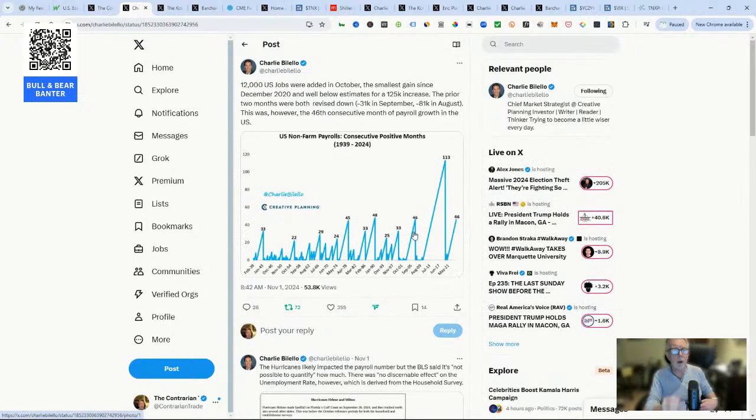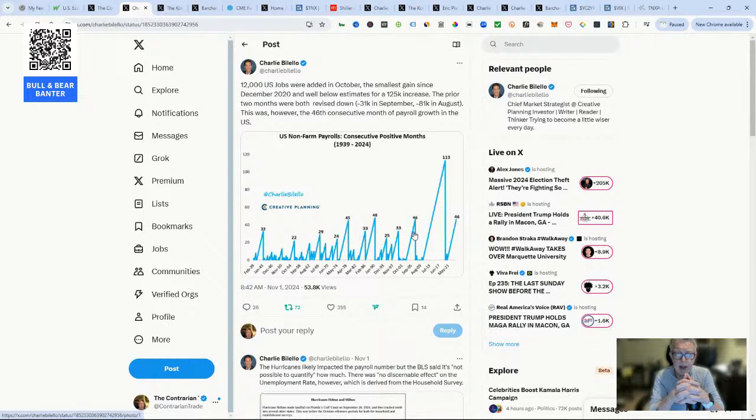Okay, so I pulled a bunch of charts off Charlie Bilello's Twitter feed or X feed. 12,000 U.S. jobs were added in October. That's total, including government. The smallest gain since December 2020 and well below estimates of a 125,000 increase. The prior 2 months were both revised down. We knew this was coming. There's going to be another revision after the election, guaranteed. As sure as God made green little apples, you're going to see a jobs revision. It's probably going to knock your socks off, but it's got to be after the election.